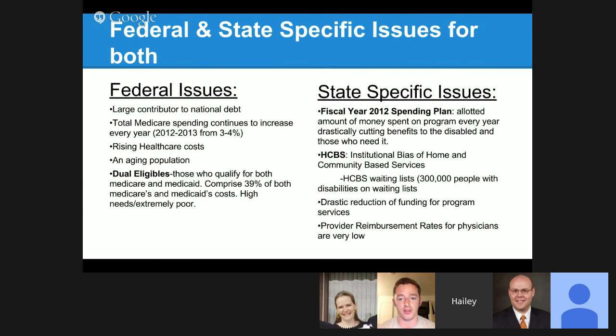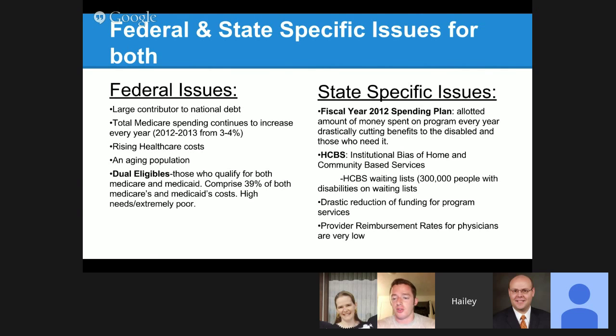Rising healthcare costs as well, that's a federal issue. An aging population. One of the qualifications to be a beneficiary of Medicare is you have to be older, and the national age of our population is increasing. Also dual eligibles, which is the definition for those who qualify for both Medicare and Medicaid. They comprise 39% of both Medicare's and Medicaid's costs. These people have high needs and they're extremely poor. And like I said, a large percentage of those who need Medicare and Medicaid are dual eligibles.